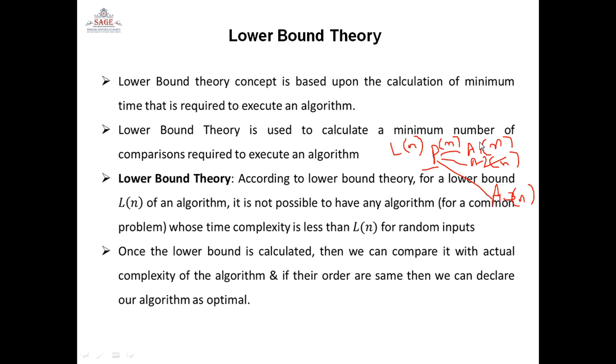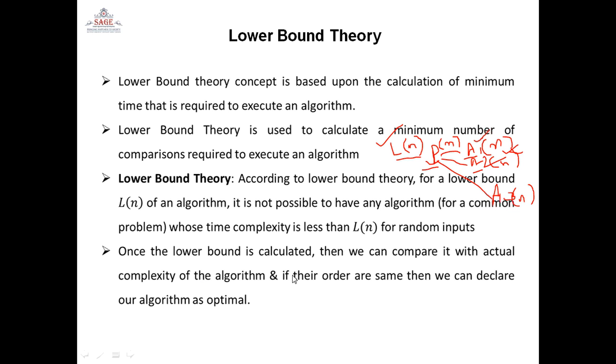It is not possible for any algorithm to have lesser complexity than this Ln, which is pre-decided. So once we have decided the lower bound to solve a problem, whatever algorithm we have for n inputs does not go lower than this Ln itself.